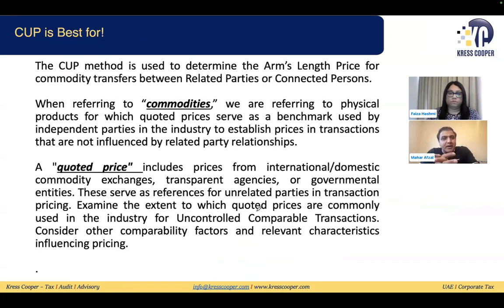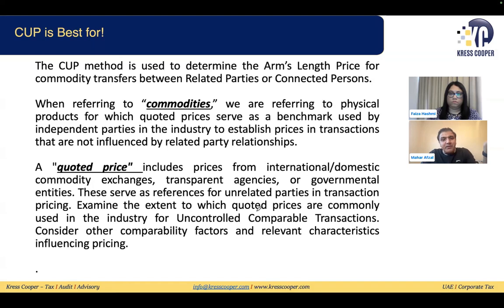Commodities. CUP is the best suitable method for the delivery of commodities. I think we have discussed the same thing in our previous lectures as well. CUP is the best suitable method for the delivery of the commodities, where the CUP is used to determine the arm's length price for the commodity transfer between related parties and connected persons.